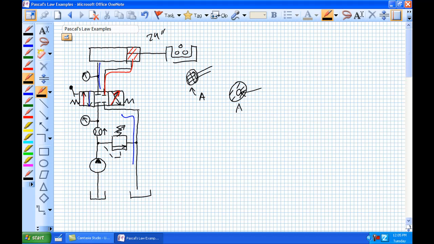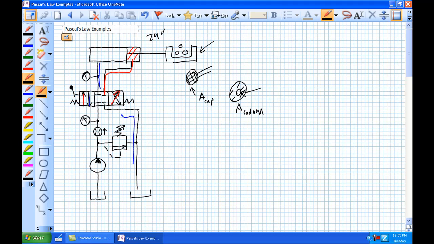So now again, it's the same load. And that was the area of the cap. Here's the area of the rod end, but less area. So what do you think the pressure requirement is going to be? It's again the same weight, less area. So obviously the pressure has got to rise to a greater value to retract the same load.